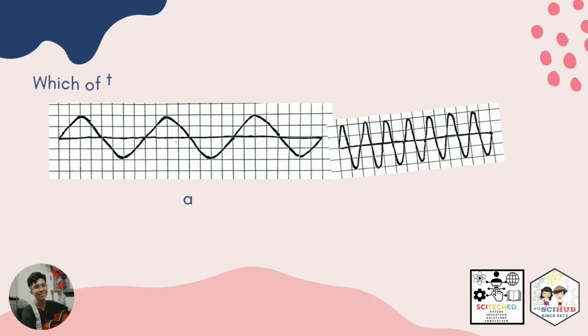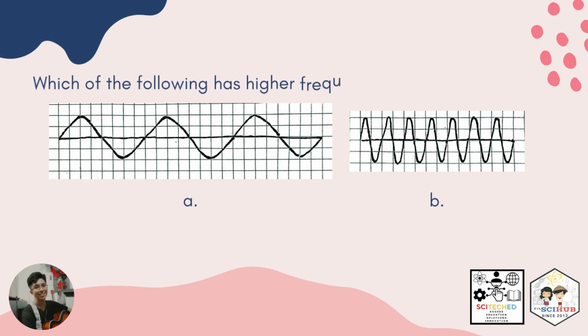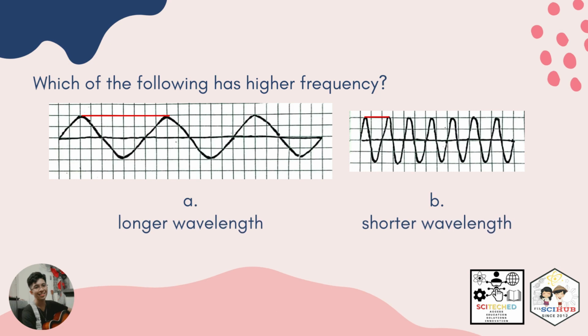Which of the following has higher frequency? Now, to know which one has higher frequency, let us first check the wavelength. That's the first step that we need to do. Between A and B, which has longer wavelength and which has shorter wavelength? As we can see, A has a longer wavelength, right? While B has a shorter wavelength.